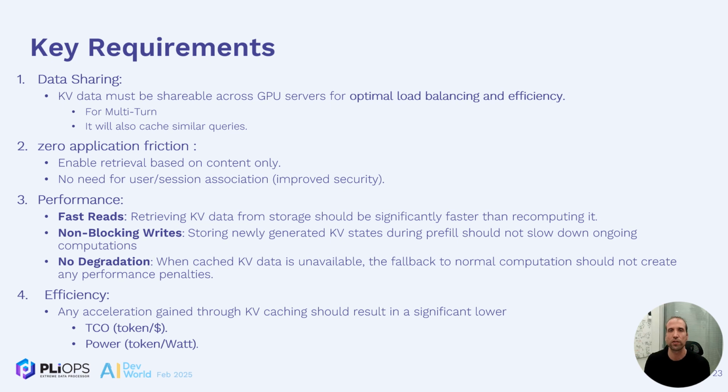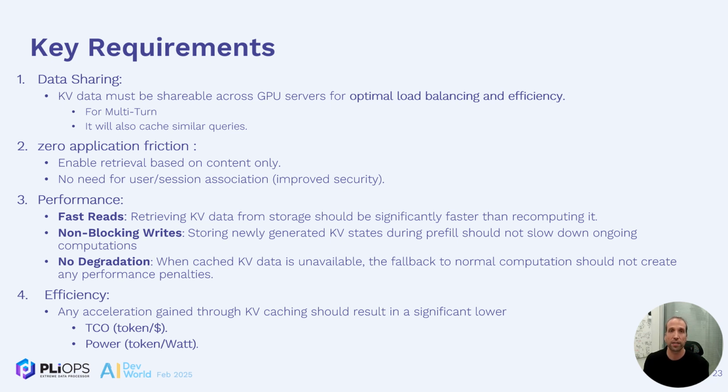By allowing key-value data to be retrieved and stored across servers, we eliminate this inefficiency, improving load balancing for all those multi-turn interactions. A second requirement is zero application friction. A KV cache offloading system should be seamless to integrate, meaning retrieval should be based only on content without requiring session or user association. This both simplifies application logic and enhances security by removing unnecessary state tracking. The third requirement is about performance. We talked about that at length during this talk.